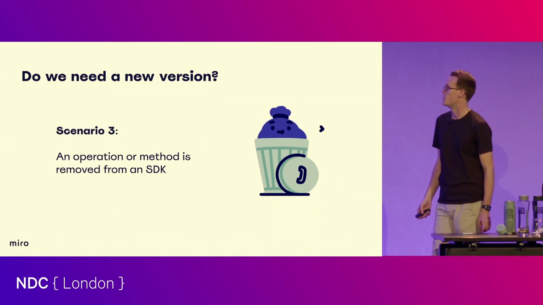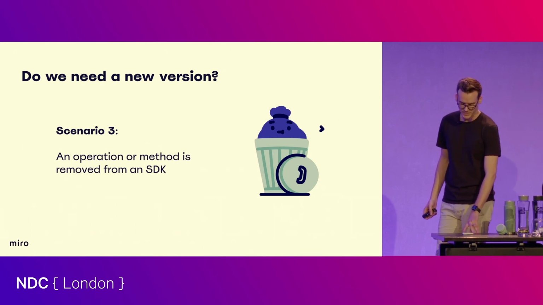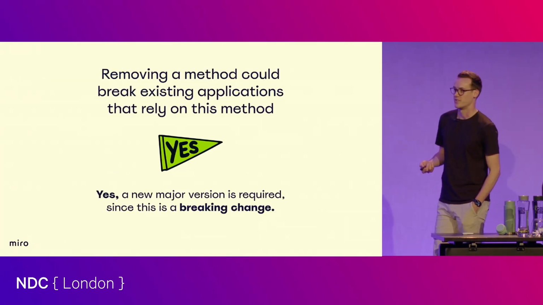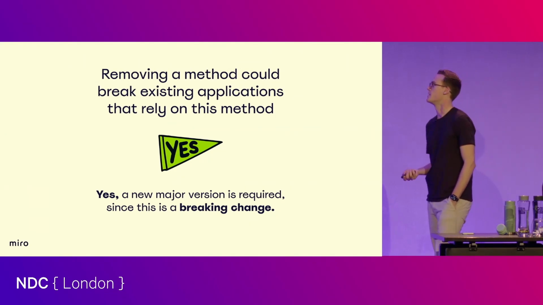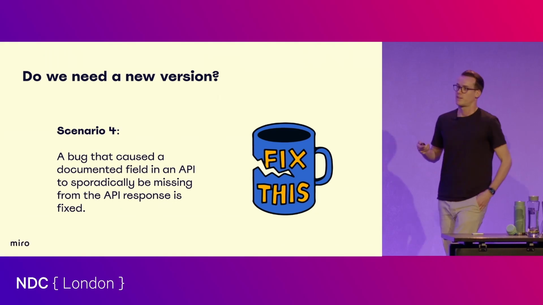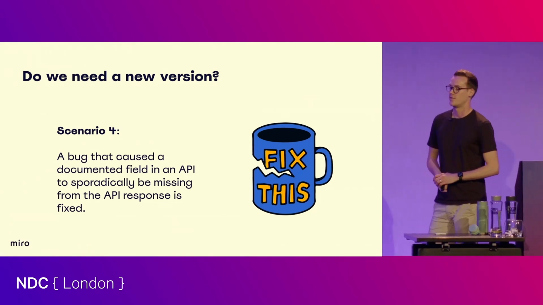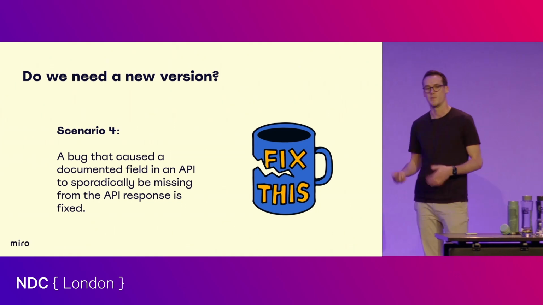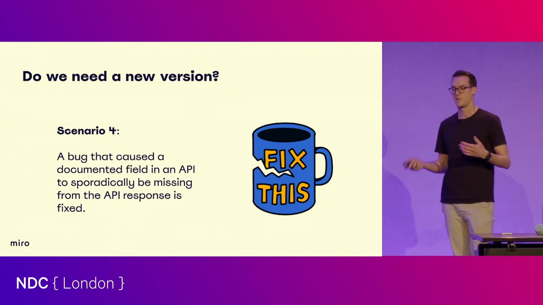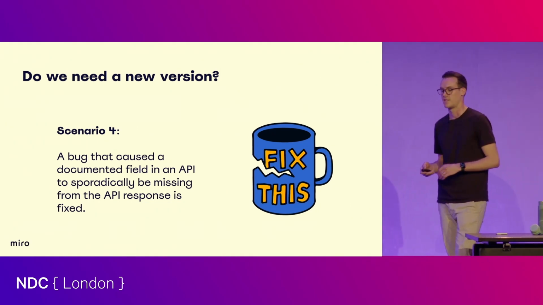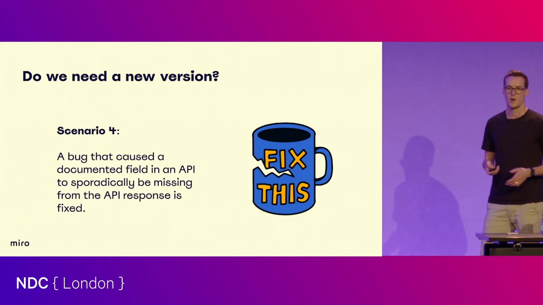So do we need a new major version? I think you're all pretty much experts in this room today. The answer is yes. So removing a method that could break existing applications relying on that SDK, yes, a new major version would be required in this instance. All right, then we've got one more for you guys. In this last edition of Do We Need a New Version, let's pretend that a bug that caused a documented field in an API to sporadically be missing from the API response, let's say that's fixed. Does this require a new major version?